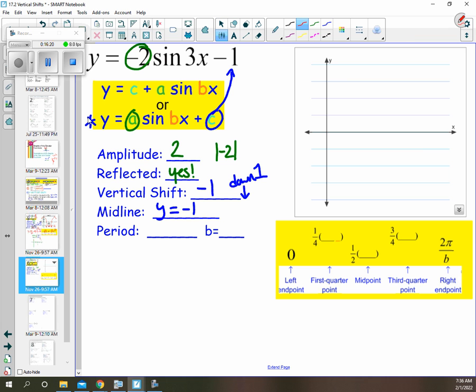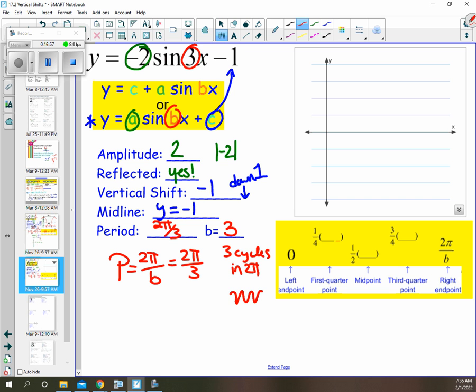All right, let's talk the B value. Which number is the B value? What's multiplied with the x? Well, that's the 3. So B is 3. Remember, we have to do a calculation here for period. Period is 2 pi divided by B, so 2 pi divided by 3. Normally this graph happens in 2 pi. Now it's going to happen in 2/3 pi, so this is actually a horizontal shrink. In other words, we can get 3 complete cycles in 2 pi. There would be 3 of them in the space where there was normally 1. So that's what a B of 3 means.